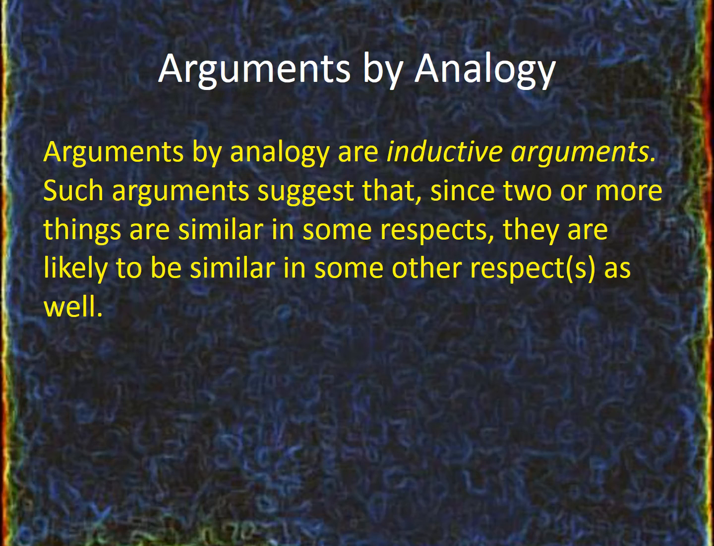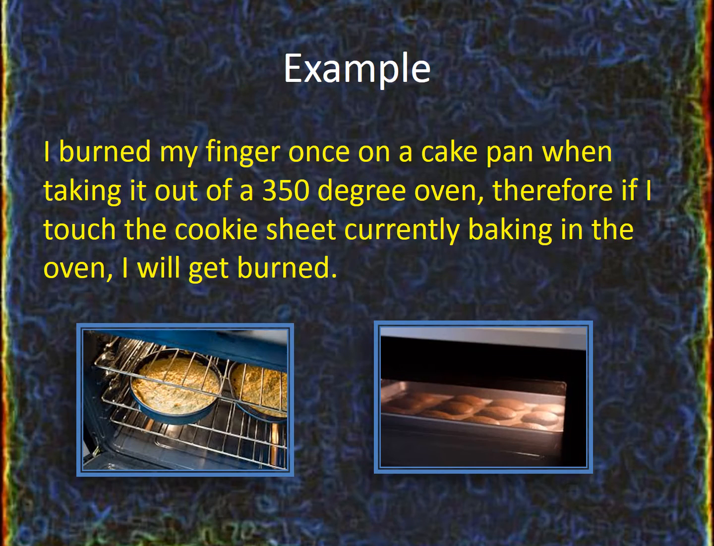Arguments by analogy are inductive arguments. They are essentially saying that since two or more things are similar in some respects, they are also likely to be similar in some other respect or respects as well. So here is an example. I burned my finger once on a 350-degree cake pan when taking it out of the oven. Therefore, if I touch a cookie sheet currently baking in the oven, I will get burned as well.